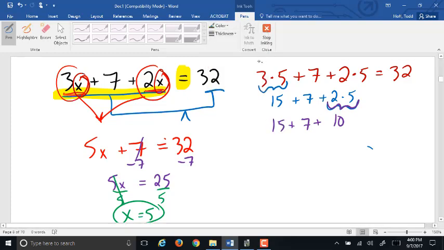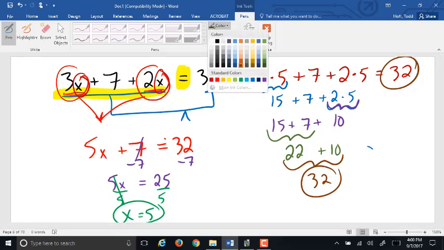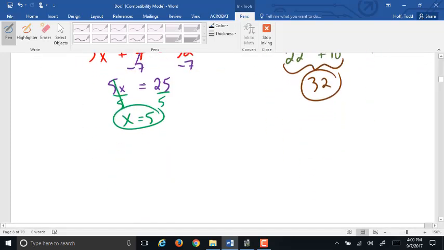And then 15 plus 7 is 22. And 22, get back here, plus 10 is 32. So we have the same result, same value on both sides of the equation. So we know that answer is correct. So what this example shows us is that we can take anything that's on one side of the equation and combine or simplify it however we need to before we solve the equation.